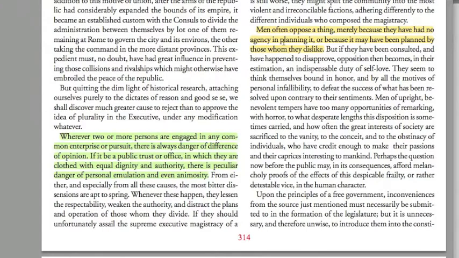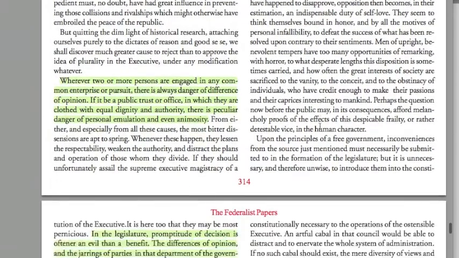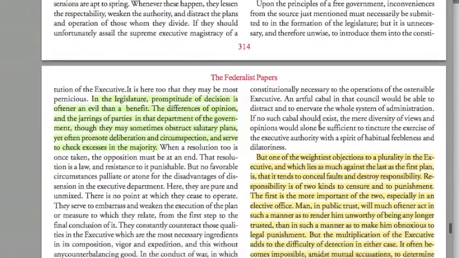Later on page 314, over here on the right in yellow: "men often oppose a thing merely because they have no idea or had no agency in planning it, or because it's been planned by those who they dislike." Just because the Federalists are planning this out doesn't mean the anti-federalists can't have part in it. And he goes on to explain how some of those people who didn't have a part in planning this will still be able to participate and agree with it.